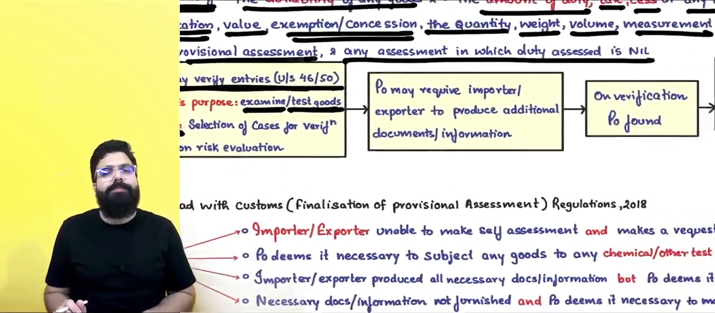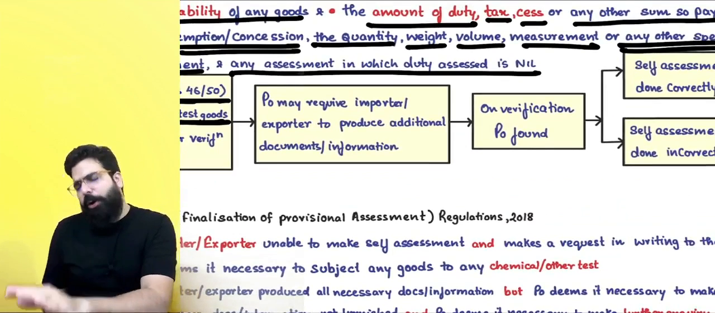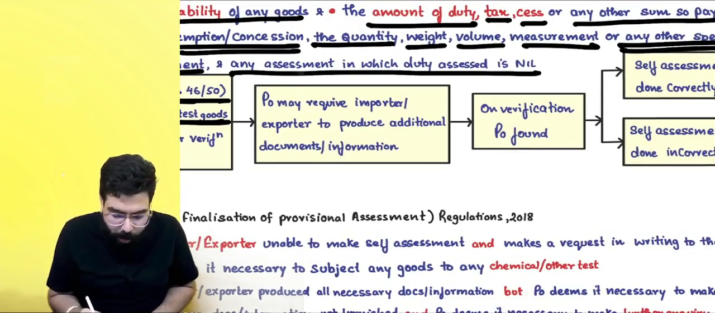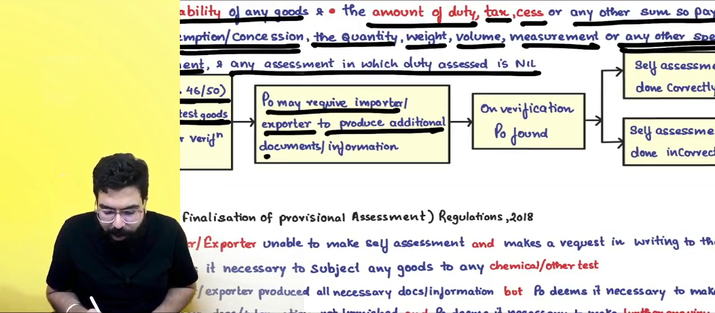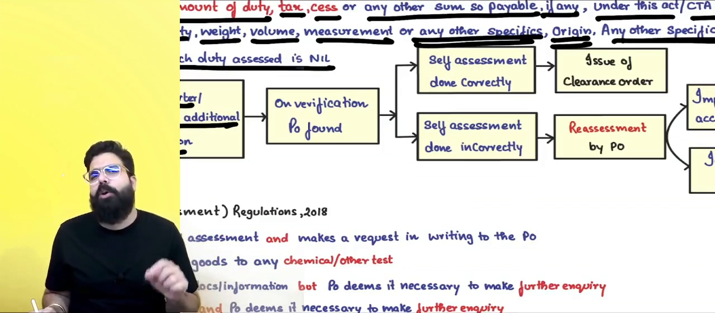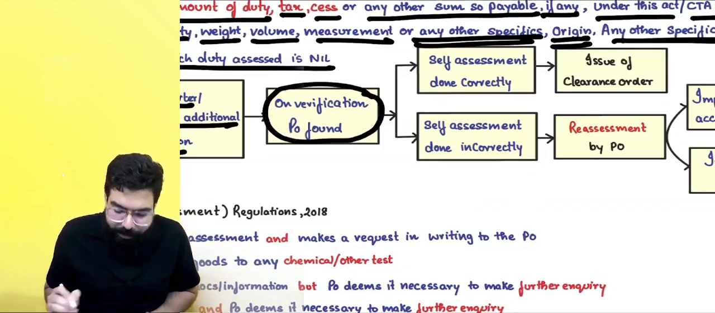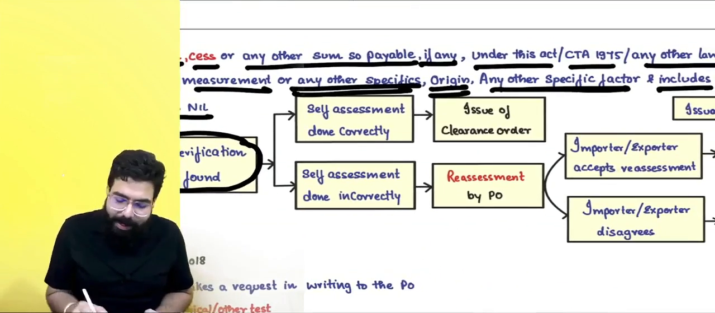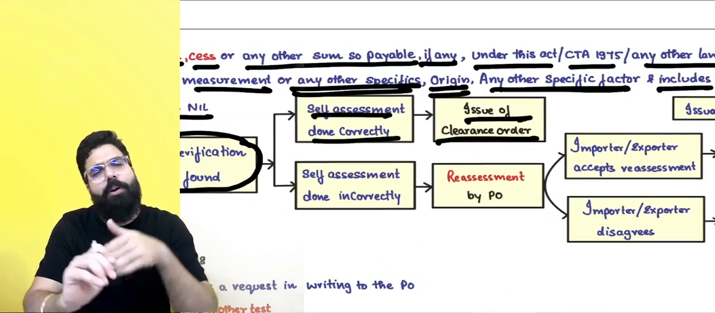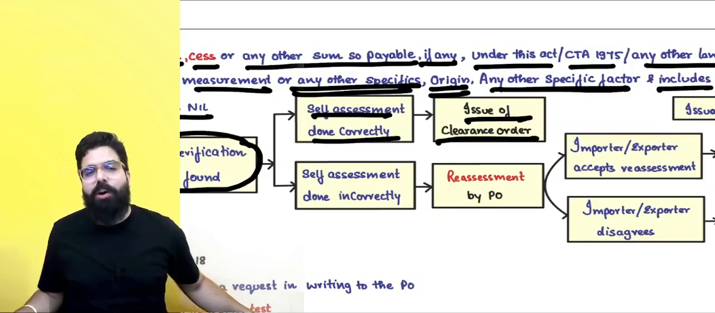Okay, sir. Now, once you have filed your bill of entry, you have filed all your documents, and along with that you have done the self-assessment, if the PO has any doubt, the PO may require the importer or exporter to produce additional documents or information. But if he doesn't have any doubt, then he will not ask for any additional document. If he is asking for additional documents, he will take them and do the verification. If he finds everything is correct, then he will give you a clearance order. In case of import, he will give you a clearance order. In case of export, that is also a clearance order, but we also call it a let export order.